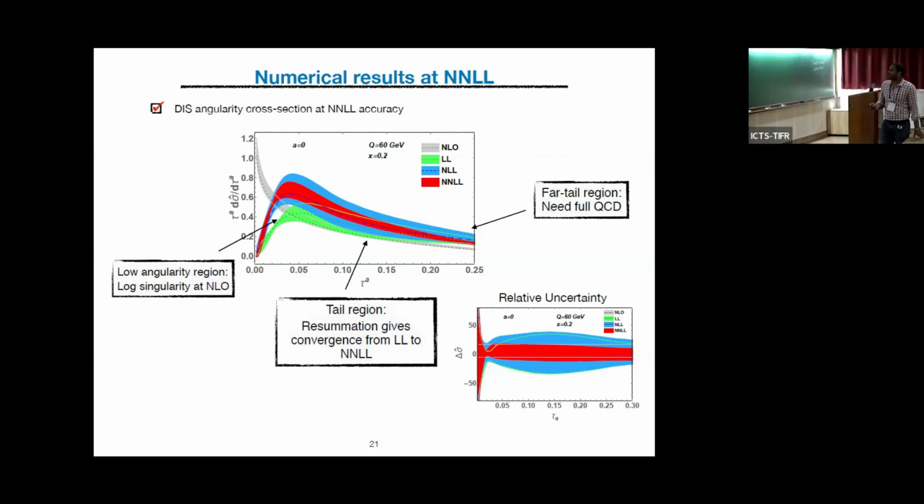If you look at the relative uncertainty here, it shows that we have pretty good precision up to NNLL. We did not consider the higher part of tau because that might require a full QCD calculation. So we are mostly interested in this tail region.